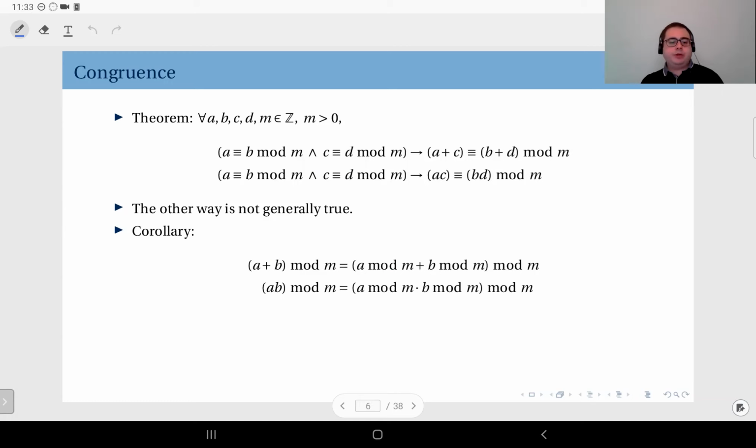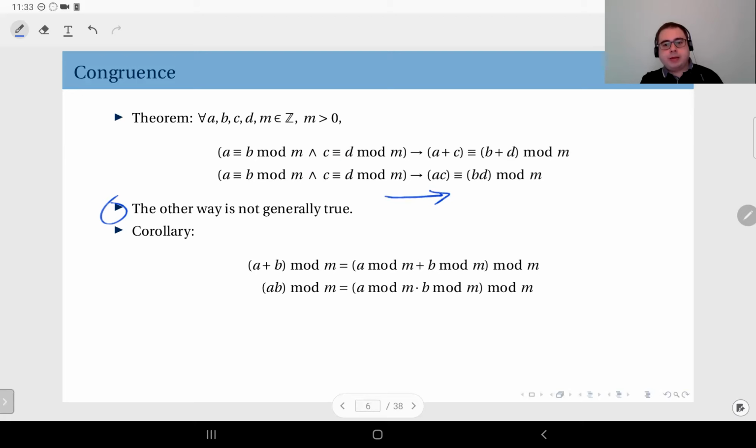And when you have two numbers, their remainders when divided by m, if you add them up and you take the remainder by m, that will be the remainder of the sum of the original two numbers. Same goes with the products. But one important point, the other way is not generally true. So you see the implication is this way.